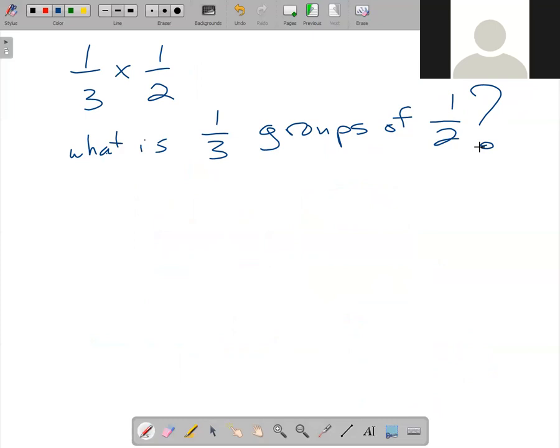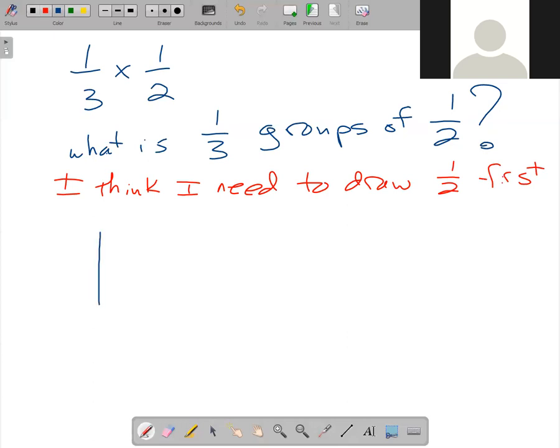So when I read that sentence, what is 1/3 groups of 1/2? I have to find 1/3 groups of the half. I think I kind of have to know what 1/2 is first before I can deal with the 1/3 of it. So draw a picture of a half. I need to draw 1/2 first.